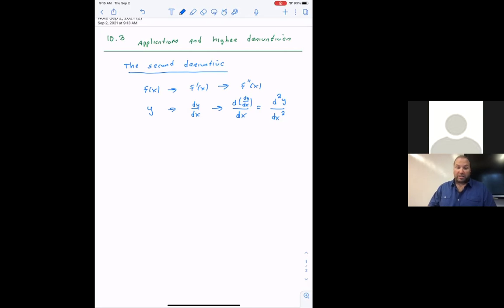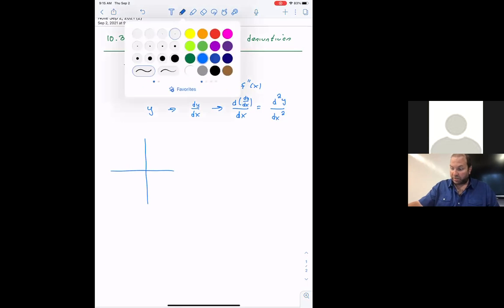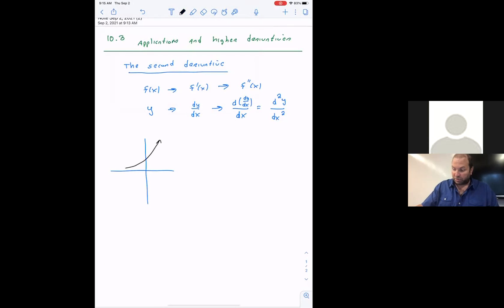Now, what exactly does a second derivative give us? We know that a first derivative gives us the slope of a tangent line. So if you have a function like y equals e to the x, maybe it looks like this. Then if I give you a random point, that's the slope of the tangent line, which means if I want to calculate the slope of the tangent line, I take the first derivative and plug in the value of x. We've done this before. What about the second derivative?